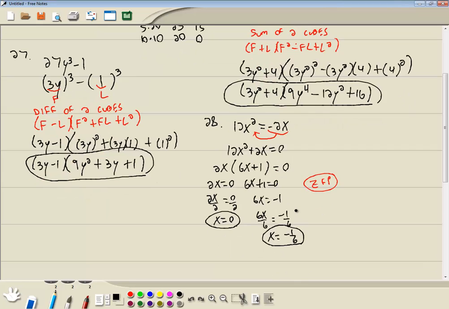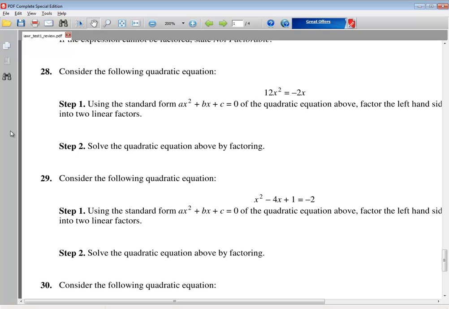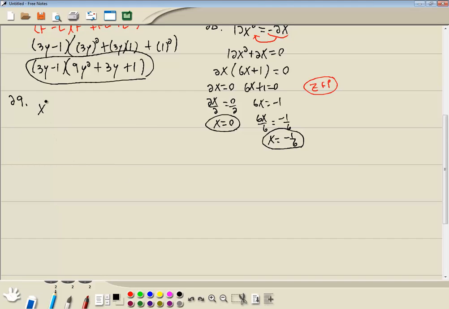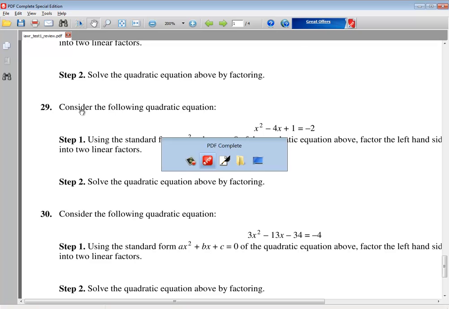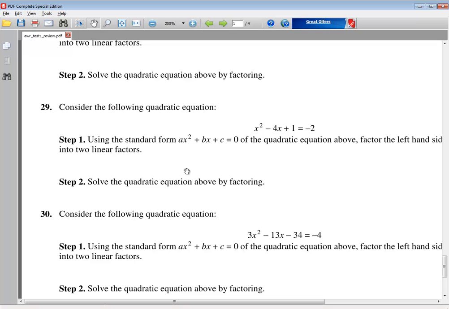And those would be our two answers. Okay, number 29. We got x squared minus 4x plus 1 equals negative 2. And basically, we want to solve it.